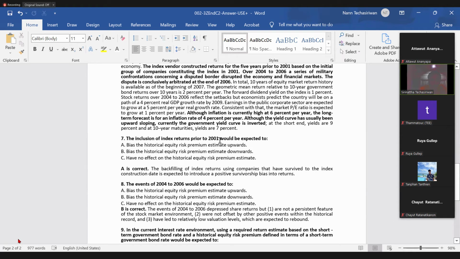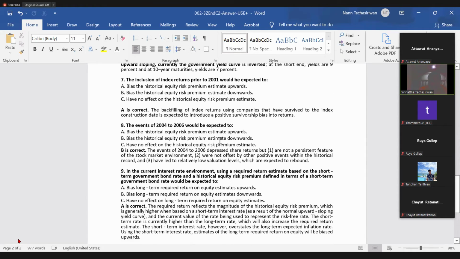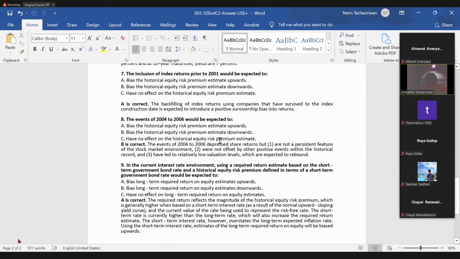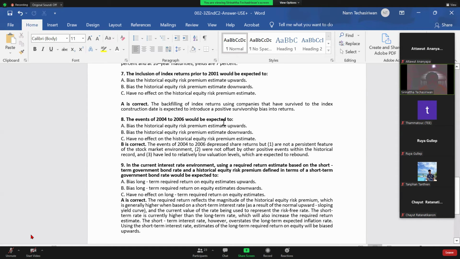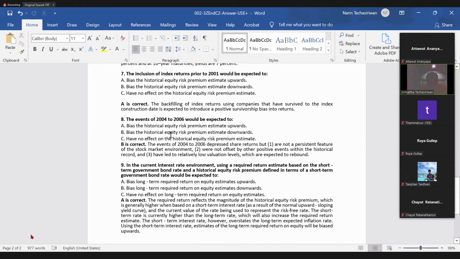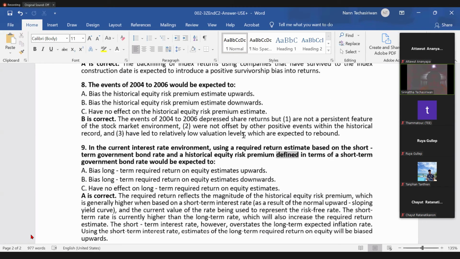Okay, so this is about survivorship bias, and this one is kind of related, right? So the events in 2004 and 2006 would be expected to bias the historical equity risk premium estimate downward, because during that time the return on the market is poor. Okay, and this one, the last question, maybe I make it larger.